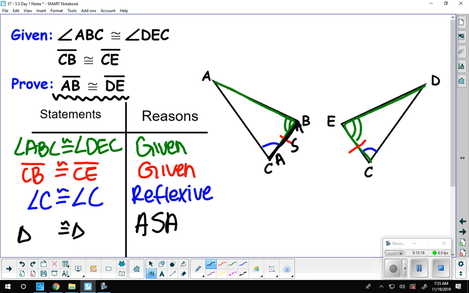So now let's name the triangles. We want to keep corresponding parts in the correct position. So if we name the first one triangle ABC, A has no angle marks, B has 2 angle marks, and C has 1 angle mark. So if we said ABC, we have to go DEC. So again, no angle marks, 2 angle marks, 1 angle mark. So DEC.